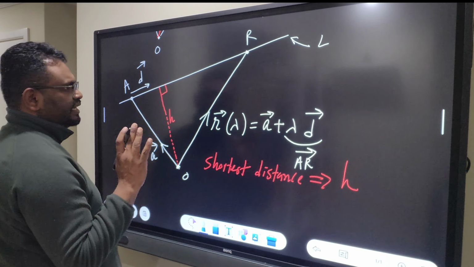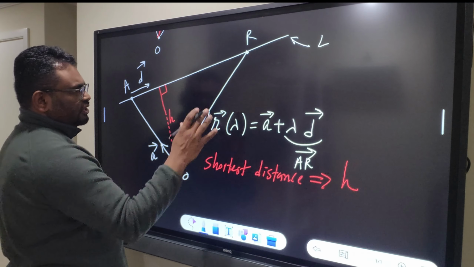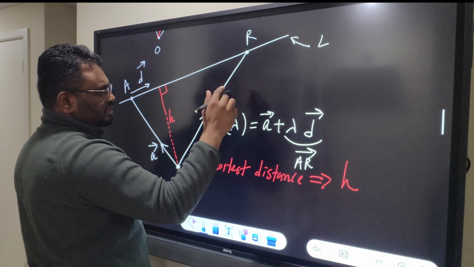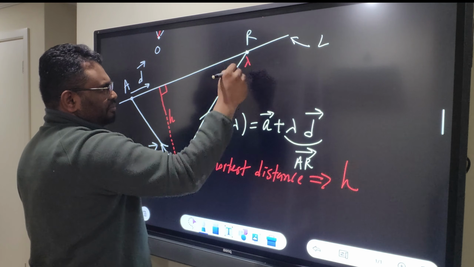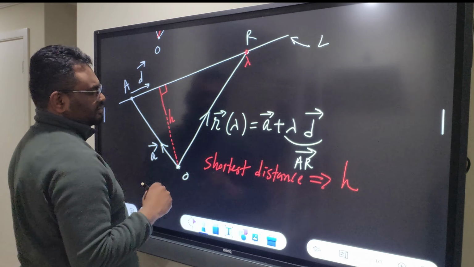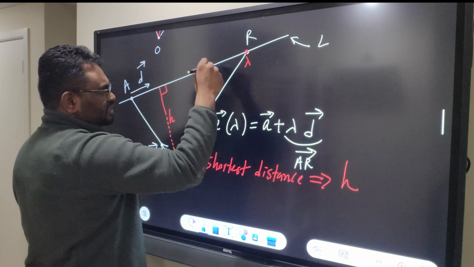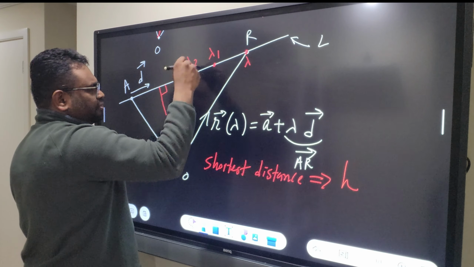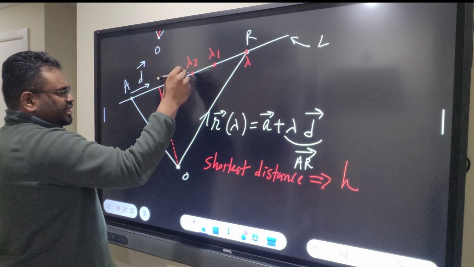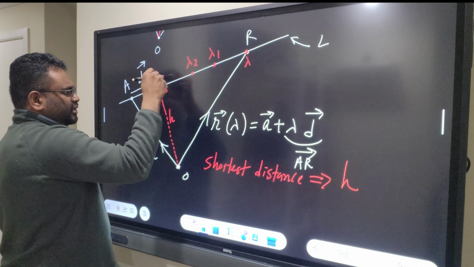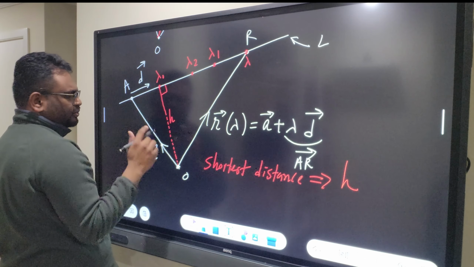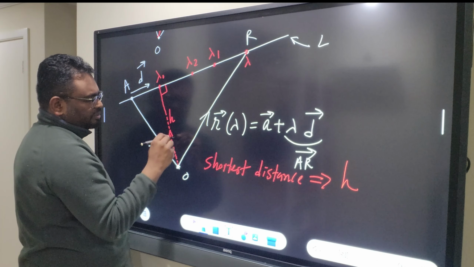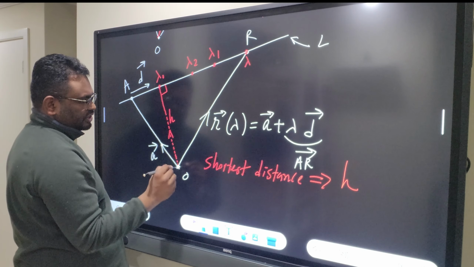So what would be the strategy we are going to use? Now logically think about this. When lambda is equal to lambda 1 here, and lambda is equal to lambda 2, we are talking about this point. Suppose lambda is equal to lambda 0, we are talking about this point.